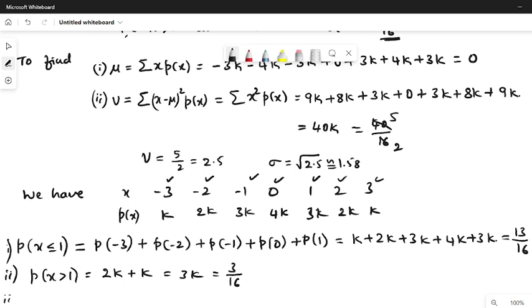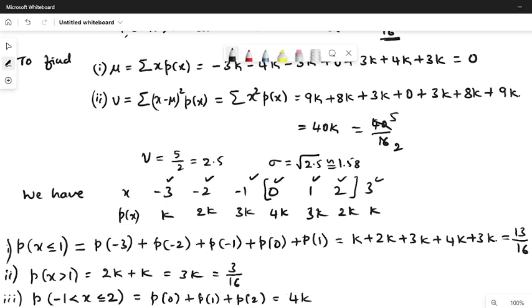The last one, the probability of x strictly greater than minus 1 and less than or equal to 2. So I have to exclude minus 1, I have to start from 0. P of 0 plus p of 1 plus p of 2. P of 0 is 4k plus 3k plus 2k. So it is 4 plus 3, 7 plus 2, 9. So 9k, that is 9 by 16. So this completes the solution of the next problem.